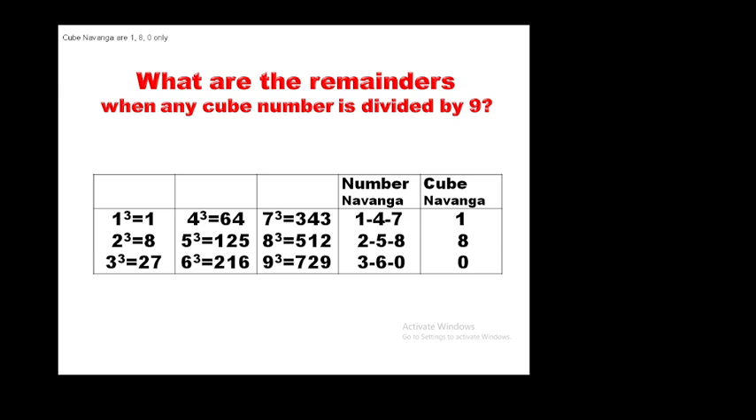So, this is the technique to check whether a number is a cube number or not. So, what are the remainders? 0, 1, 8. There are no more remainders when you divide by 9 if it is a perfect cube number. Okay. Clear? Now, I am going to give you a small test.